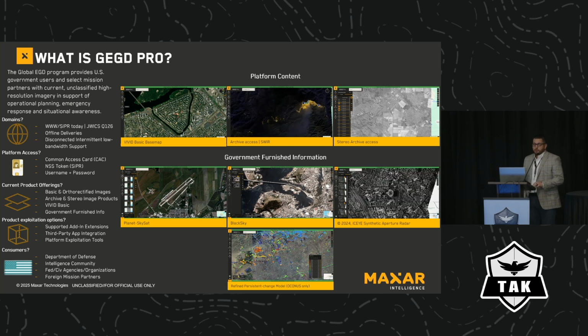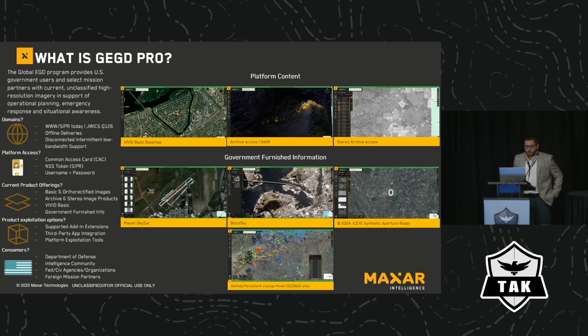Again, the domains that we are currently in are unclassified and SIPR, coming to the JWICS domain in first quarter of 2026 is right now the mark on the wall. We also have things like offline deliveries, as well as, of course, as it relates back to TAK, being able to use the content in a disconnected environment, as well as low bandwidth support. For our platform access, you do have access to that via username and password, or your CAC, as well as in the SIPR platform, username and password, or NSS token as well.